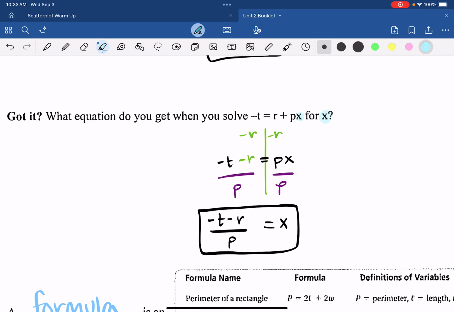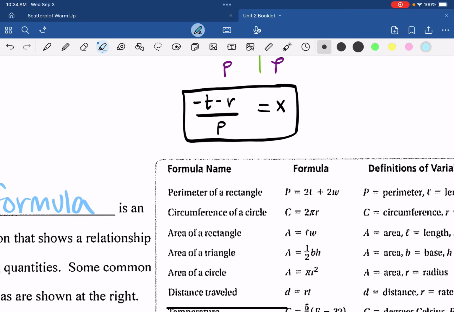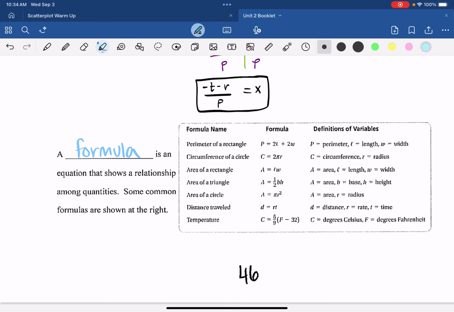Okay, when we solved for x, you should have gotten this answer. Notice we subtracted the r first, then we divided both sides by p. All right, a formula. With our formulas, it's just an equation that shows the relationship between different quantities, different variables.